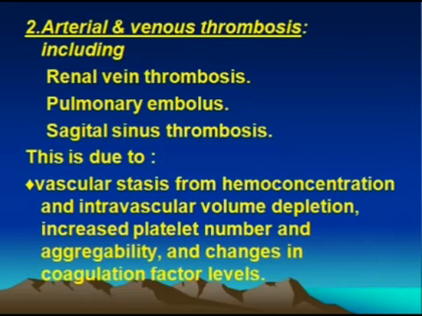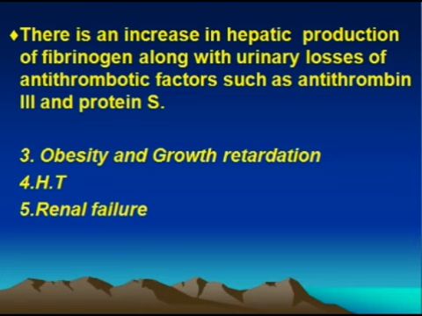The second complication is arterial and venous thrombosis, which include renal vein thrombosis, pulmonary embolism, and sagittal sinus thrombosis, and this is due to vascular stasis from hemoconcentration and intravascular volume depletion, increased platelet aggregation and number, and change in the coagulation factor levels. Also, there is increase in hepatic production of fibrinogen, along with urinary loss of antithrombotic factors, such as antithrombin 3 and protein S. Other complications include obesity and growth retardation, hypertension, and renal failure.